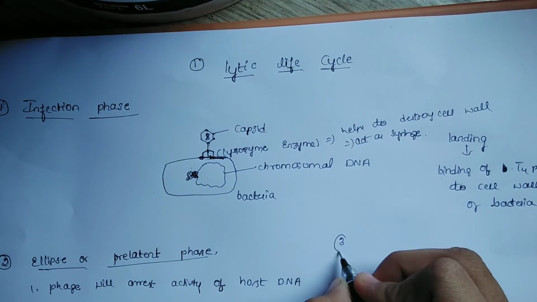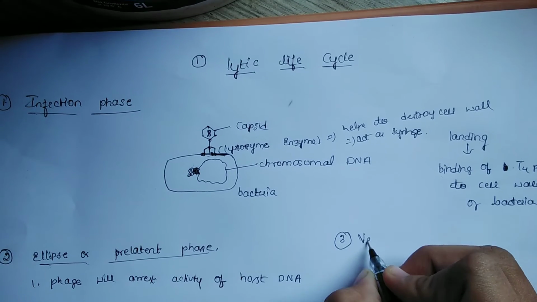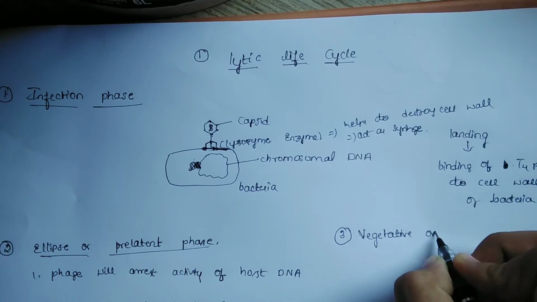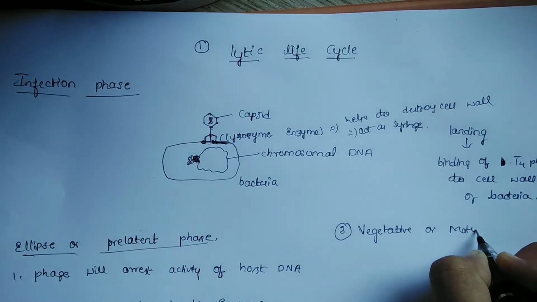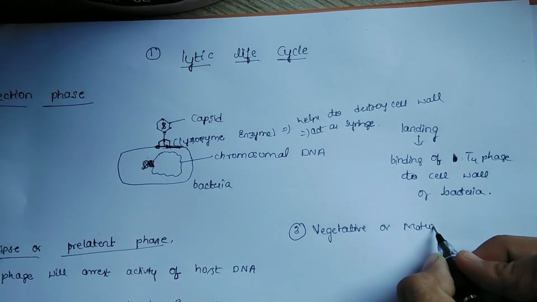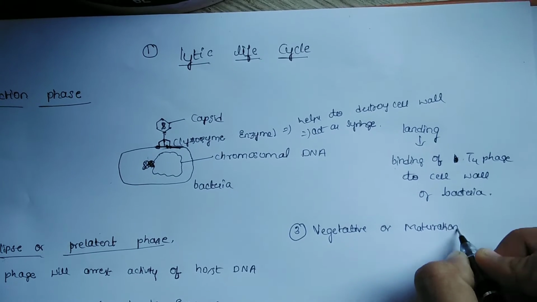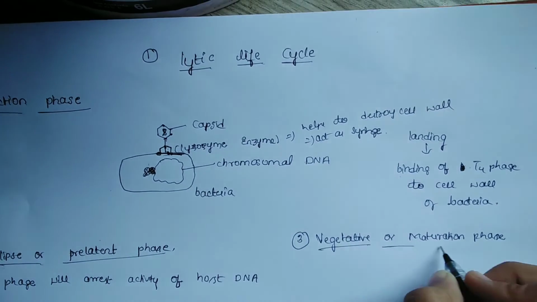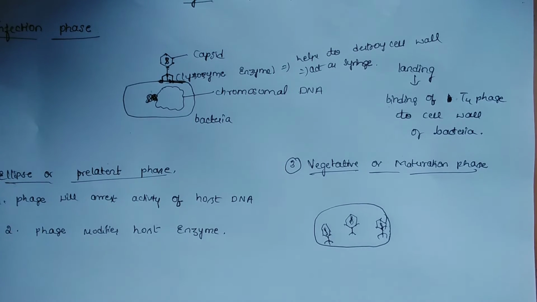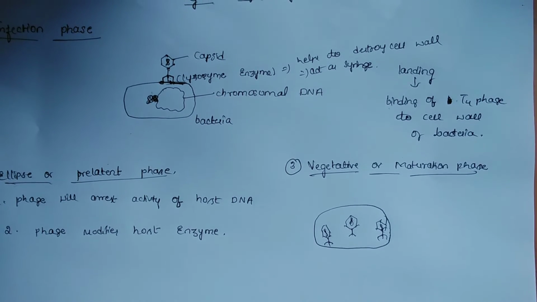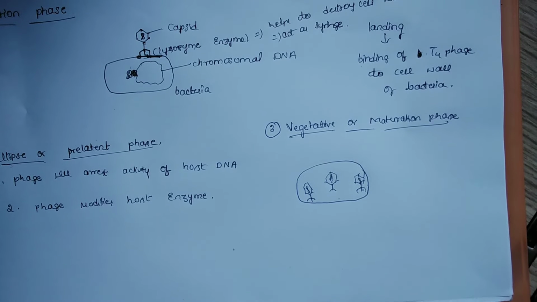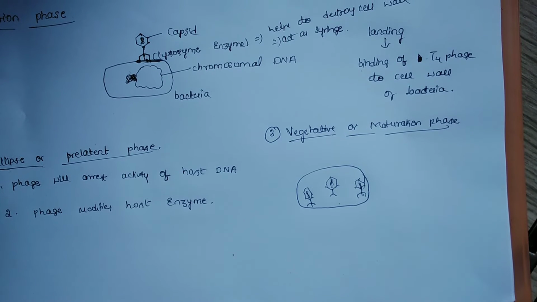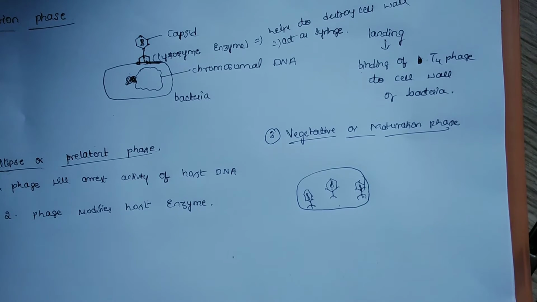The third phase is the vegetative or maturation phase. Now in this vegetative maturation phase, many bacteriophages are formed. So this involves the following steps, showing how the bacteriophages are formed.